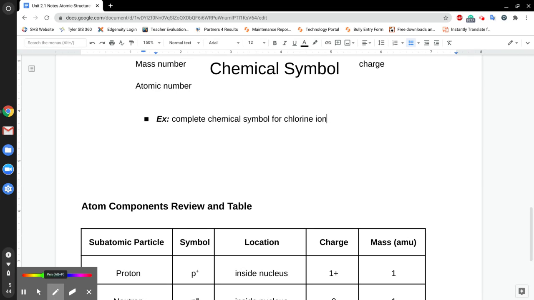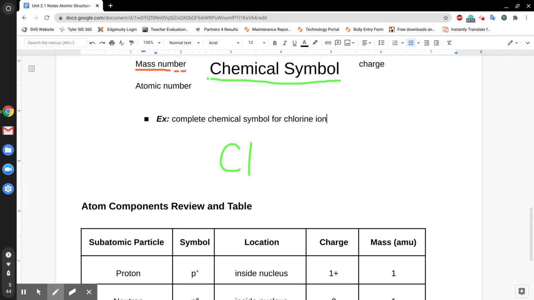Well, let's just do this. A complete chemical symbol for chlorine. I'm going to look at my periodic table, and I'm going to see that chlorine has a chemical symbol of Cl. I'm going to underline these with particular colors, and then write these in the same color. So I've got the chemical symbol.